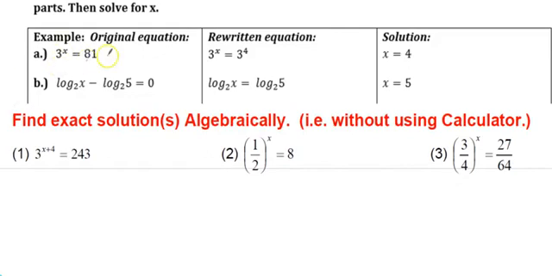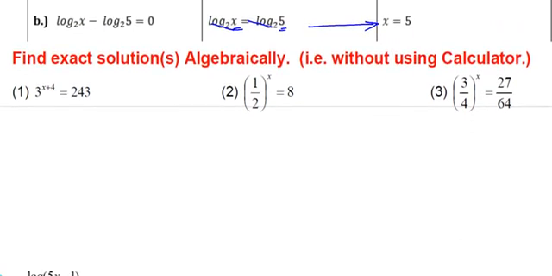So let's take a look at the examples. 3 to the x equals 81. You must rewrite 81 as 3 to the 4th. We are not changing to log here. We are trying to get the same base. So 3 to the x is equal to 3 to the 4th. They both have the same base, so we can say x is equal to 4. Same thing with the log. Log of x to the base 2 minus log of 5. You can add log 5 on the other side. They both have the same base. With log, we can say x equals 5. So we are going to use these properties to solve for the equations.